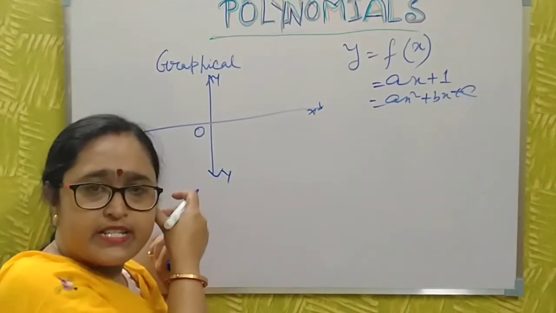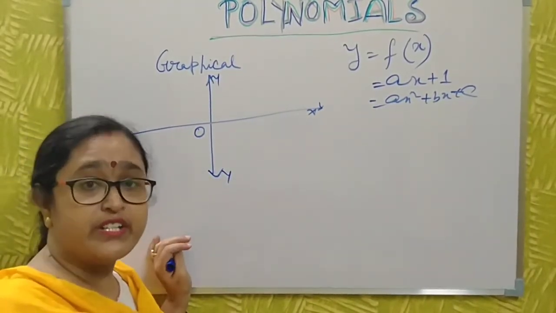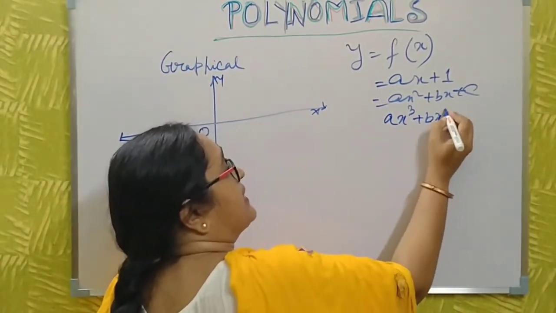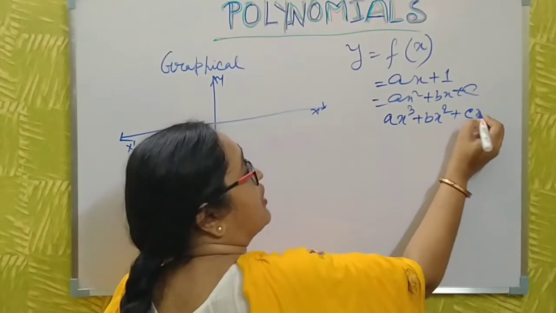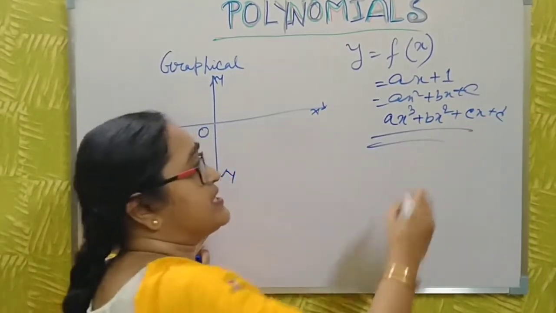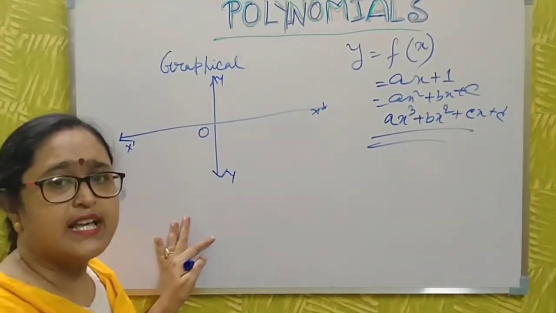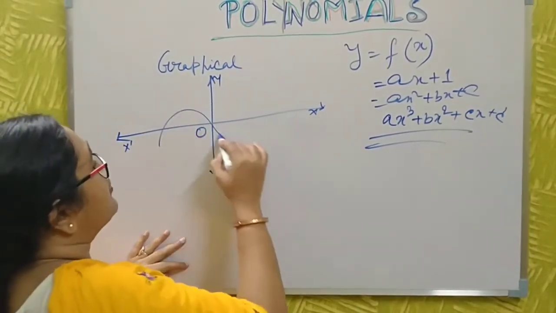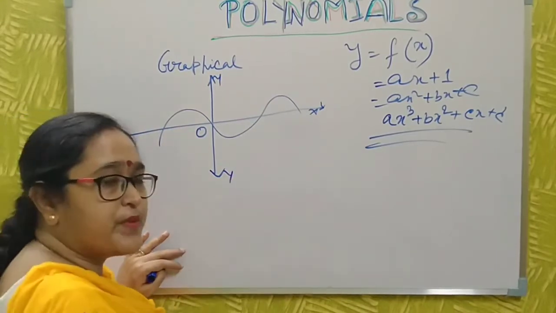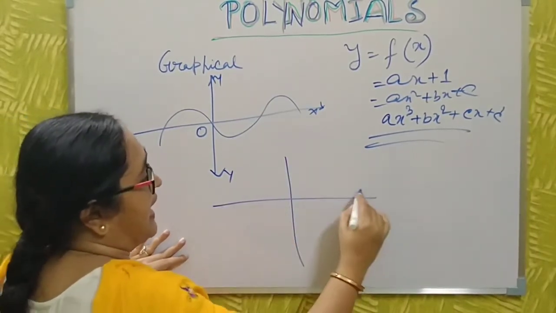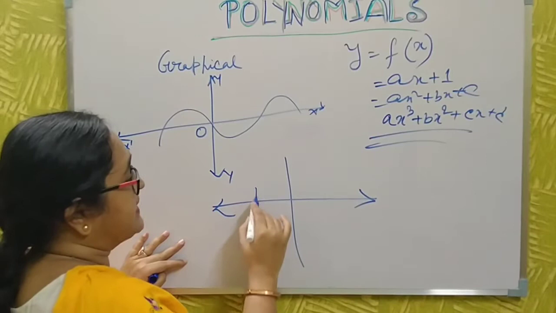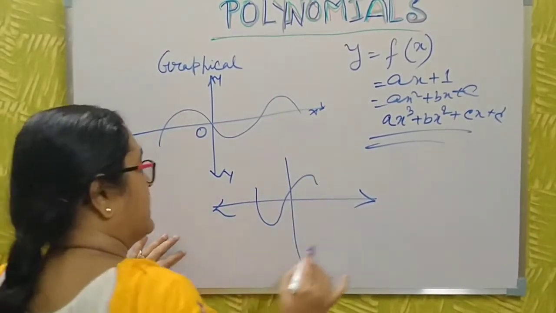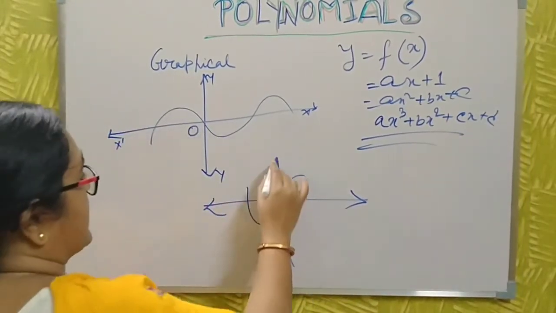When the degree is 2, the power is 2, then it is a quadratic polynomial, and when the power is 3, it is called a cubic polynomial. This is about the graphical representation of polynomials. If I draw a curve like this, it is also a polynomial graph, and this is also a polynomial. This is another graph of a polynomial.